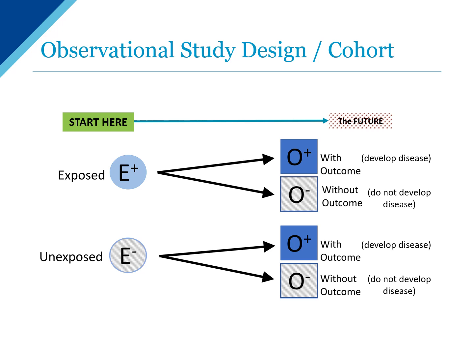This is a representation of a cohort design in which we begin with the exposure groups, those who have the exposure and those who do not, and follow time into the future until the outcome occurs or the study ends. Then determine if there are differences in the occurrence of the outcome by exposed and unexposed groups.